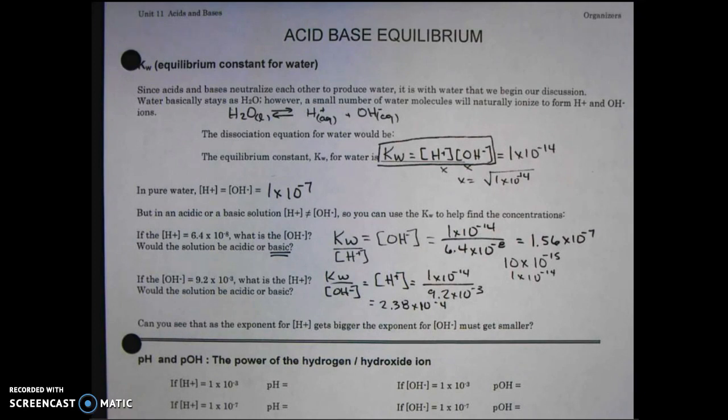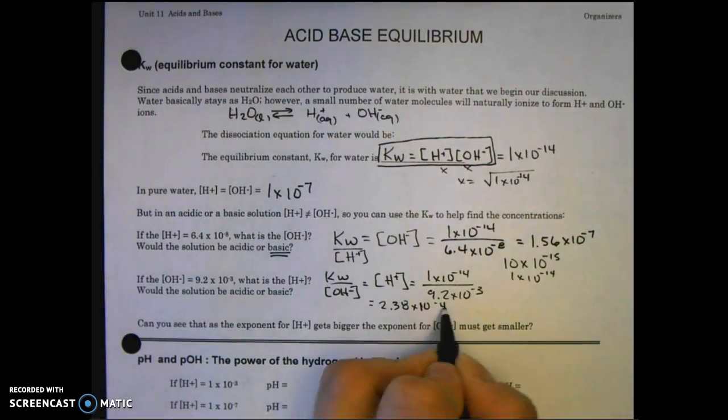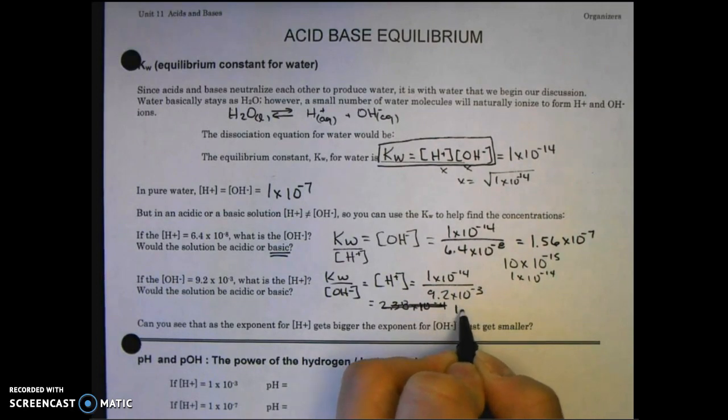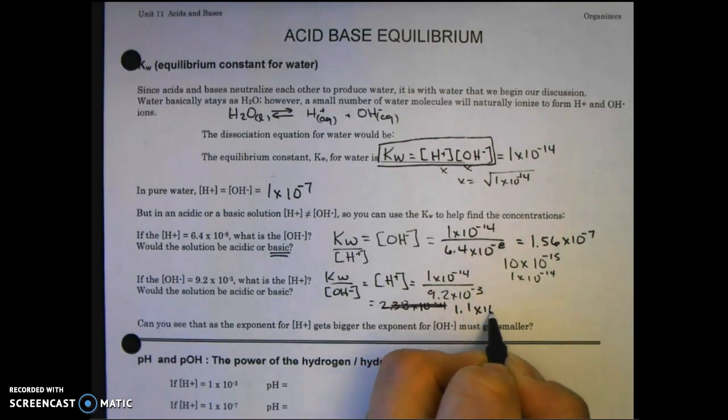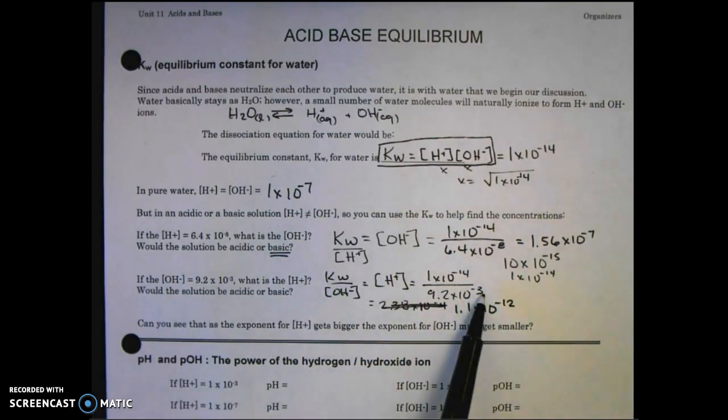Give me one moment here. There. No, that's not right. What the heck? Negative 14 divided by 9.2. Okay, let's try that again. 1.1 times 10 to the negative 12. That's better. 3 and 12 add up to 15, so that's good.